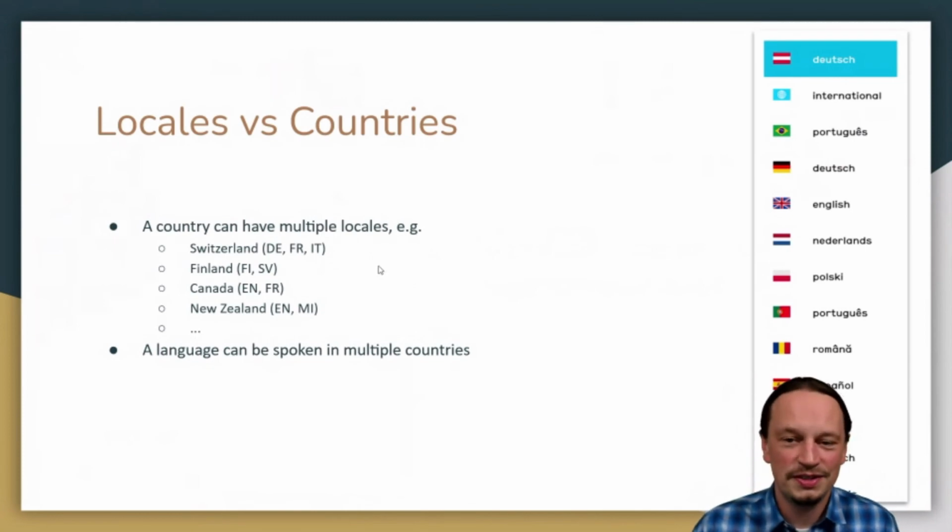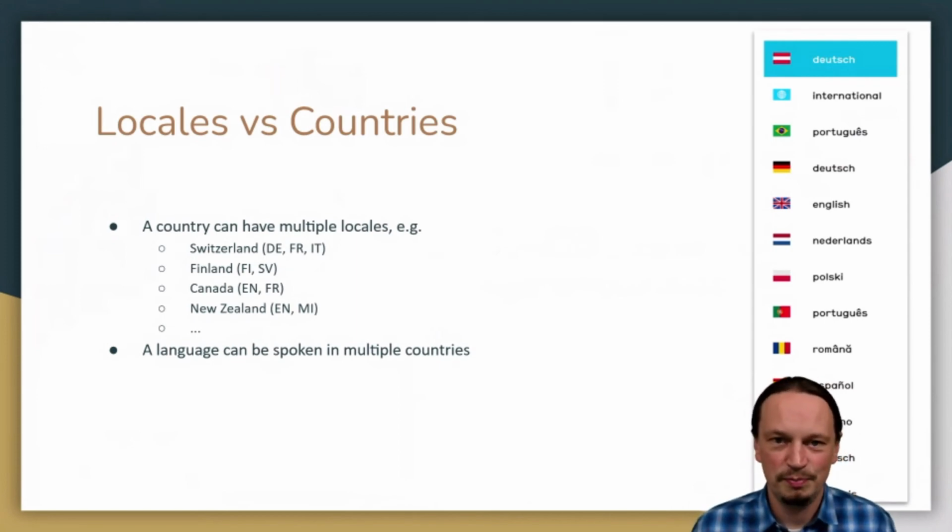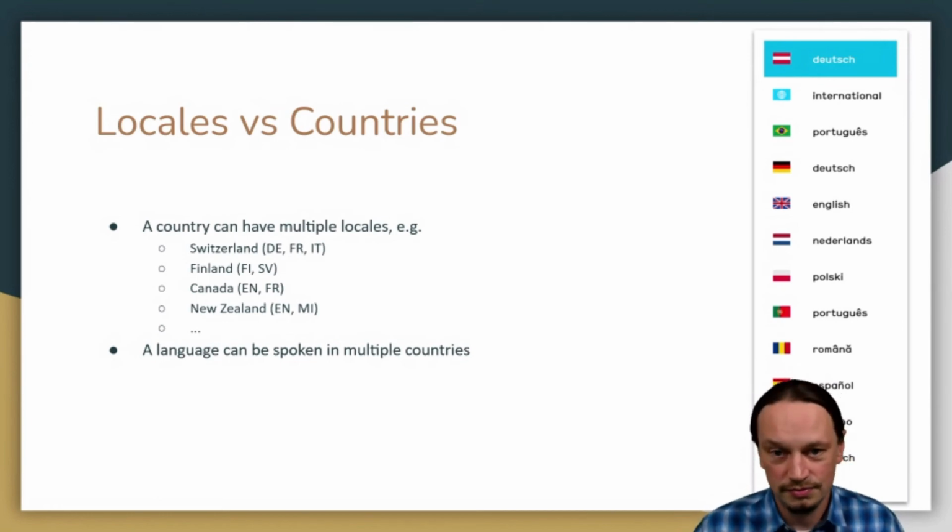One thing I have to talk about is locales versus countries. On very simple websites, you can use the locale switcher also as a country switcher, but that doesn't work everywhere because a country can have more locales or more languages. So just look at Switzerland. They have 3 official languages. Or yesterday we heard in Finland, they have 2 official languages. The same is in Canada. And when you are in New Zealand, you have English and Maori.